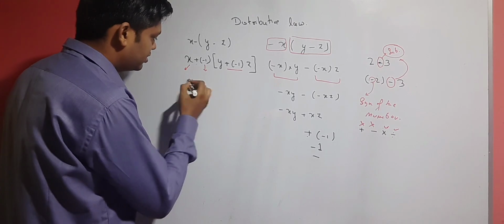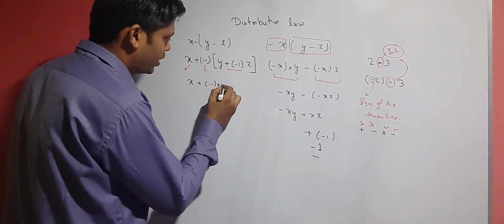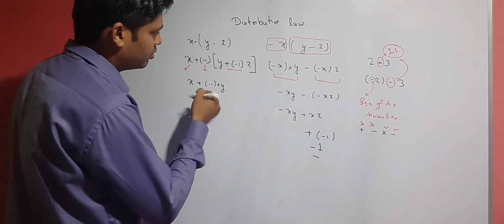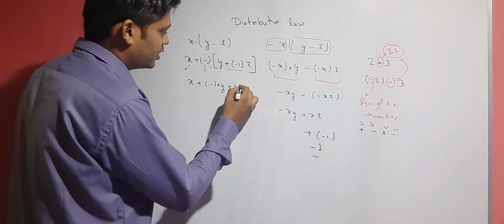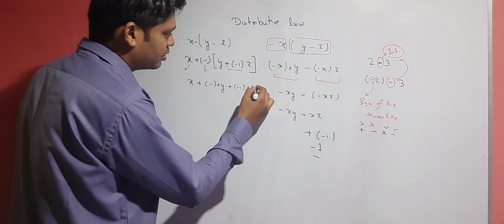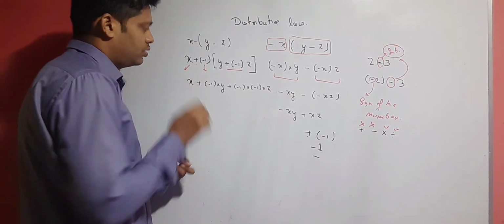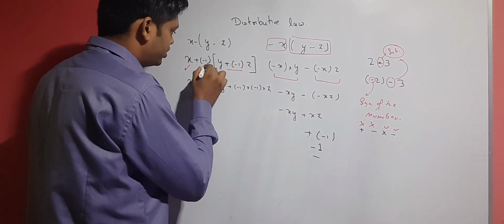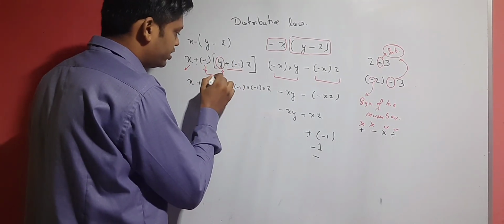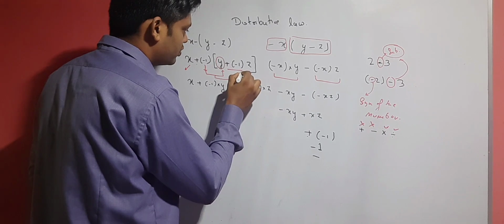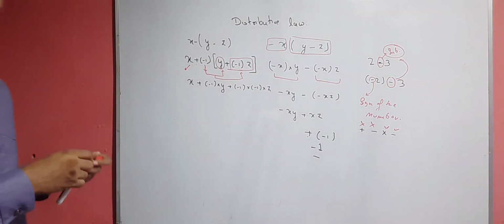So x as it is, it's alone, plus, now minus will be multiplied with this one, so minus 1 into y, then what sign will you keep? Plus you'll keep, plus is there, minus 1, again minus 1 is there, and z you have. See, this one with this thing, only y is there, and this one with this one, but here z is there and minus 1 is also there. So that's what I have written.